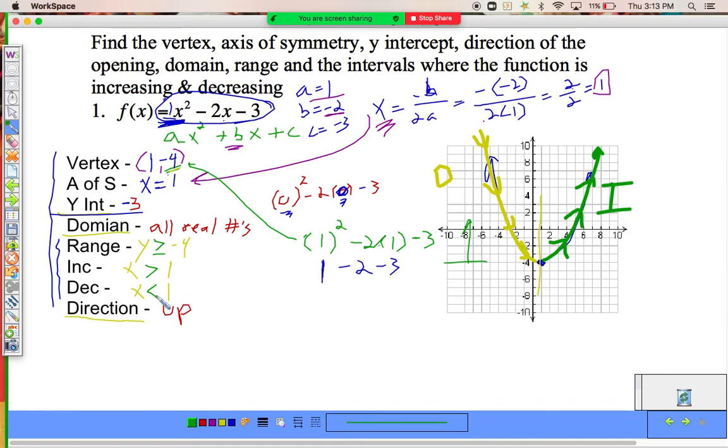I'm going to draw that graph from the left to the right. My vertex is going to be the point where it stops either decreasing or increasing. It's going to be my relative min or max is what we're going to call it. It's where my graph changes directions.